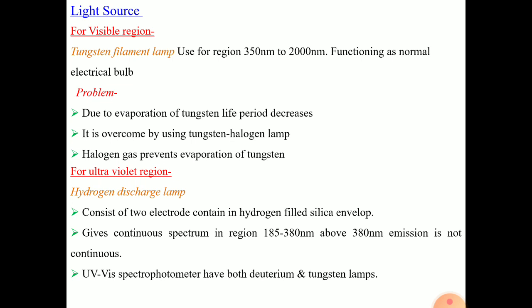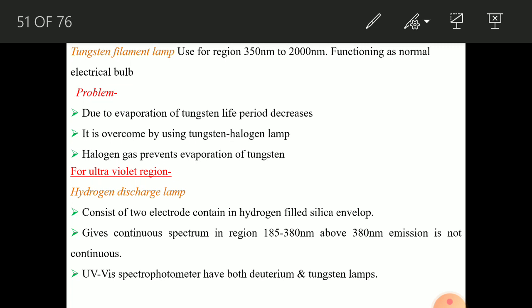The most commonly used light sources in UV visible spectroscopy. That's why UV is there, visible is there. Compulsorily we have to use two light sources. The commonly used ones are deuterium lamp and tungsten lamp. Now we are discussing the deuterium lamp.